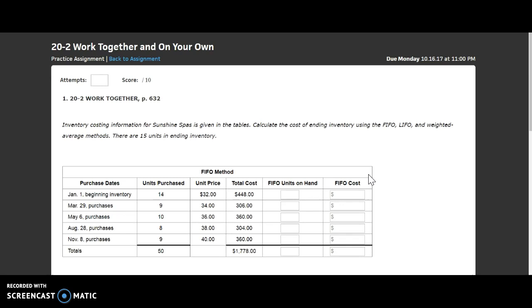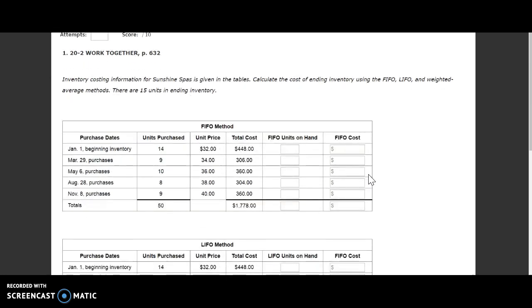There are 15 units in ending inventory. So first method we're looking at is our FIFO. Remember, FIFO stands for first in, first out. It's saying that we have 15 units in our ending inventory. So what I'm going to do is I'm going to go down here to the bottom and type in 15.